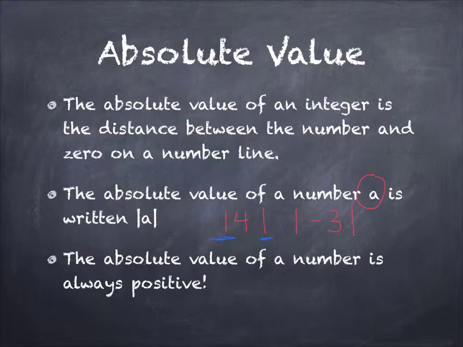The most important thing about absolute value is to remember it is always positive. The reason it's always positive is because absolute value is the distance between the number and 0 on a number line.